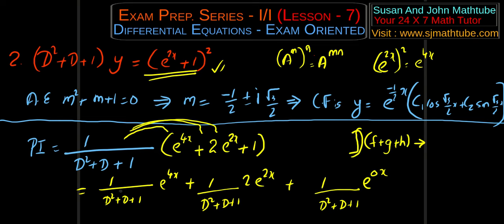Okay, so we learned all these things in type 1, and now you can write the answer by yourself. Anyway, I'll initiate it. Here you plug in 4, so you're going to get 16 + 4, that is 20, plus 1 is 21. So e^(4x)/21. And then we take this 2 outside, and then you plug in 2. So 4 + 2 is 6, 6 + 1 is 7. So 2/7 e^(2x). And finally you'll plug in 0 here, you're going to get 1. And then CF plus PI, that's the answer.